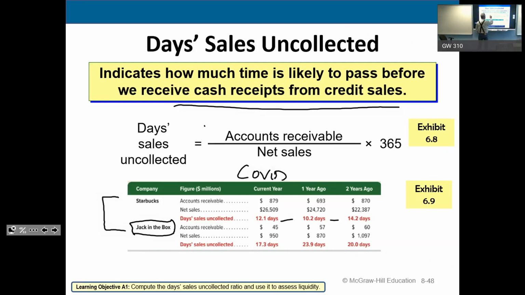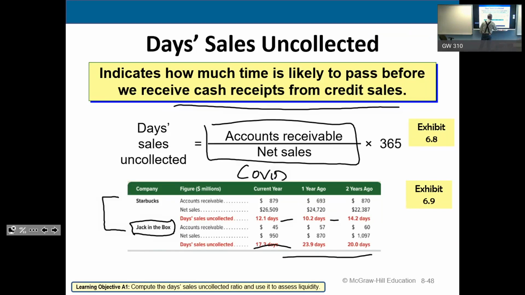But here's the equation. Accounts receivable divided by net sales times 365 gets you to that 17 days uncollected. Hey, their trend is down. That's good. Right? You want to collect on your sales as fast as you can, right? And that may have something to do with terms. Remember, 2%, 10. Maybe you need to make better terms to collect quicker.